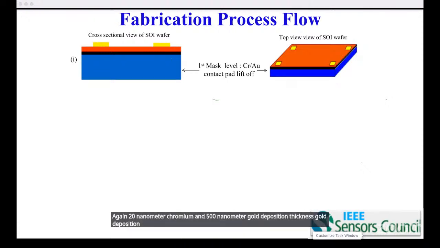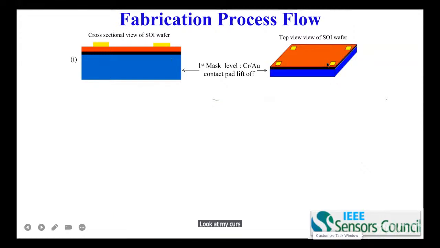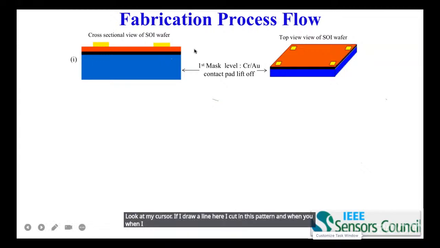So here I have shown you the top view and the cross-sectional view of the device so that you can have a better understanding. As you see here, look at my cursor, if I draw a line here, I cut in this pattern, and when I look into the front side, I'll be seeing this. That's why this is a cross-sectional view, and this is the top view.